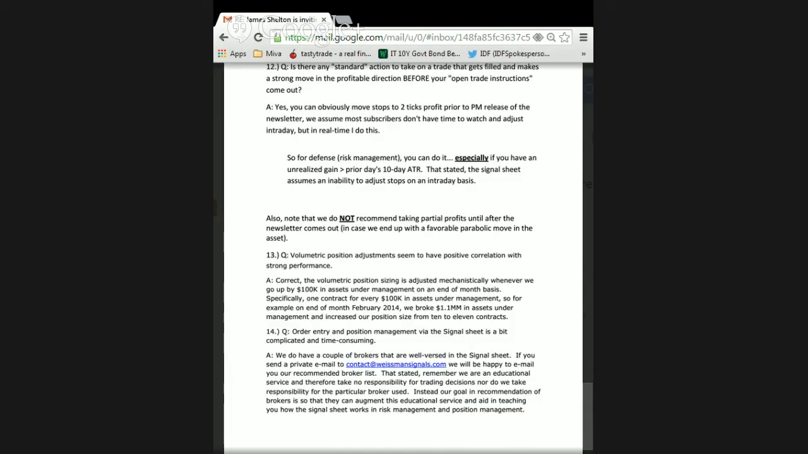Excellent. Order entry and position management via the signal sheet is a bit complicated and time-consuming. Right. So we've experienced this question quite often, is that it's just too much for people to handle sometimes, especially if they're trying to work a 9-to-5 job, and it's too time consuming. And I have arrangements with a couple of brokers that are very well versed in the signal sheet. They know exactly how to trade the signal sheet. And if you send me a private email, I'll be happy to email you our recommended broker list.